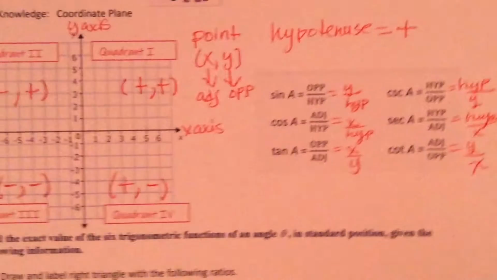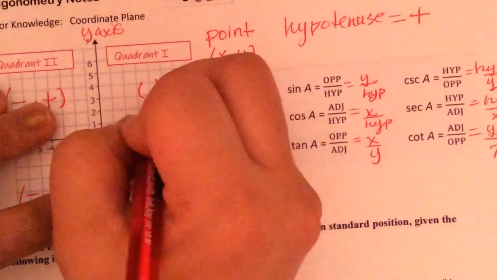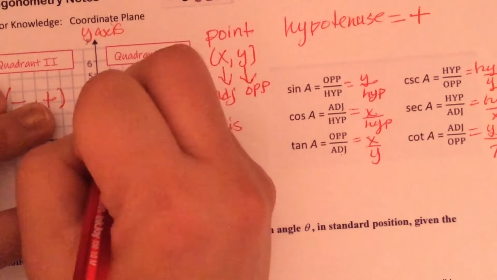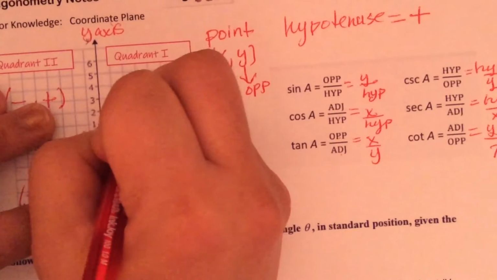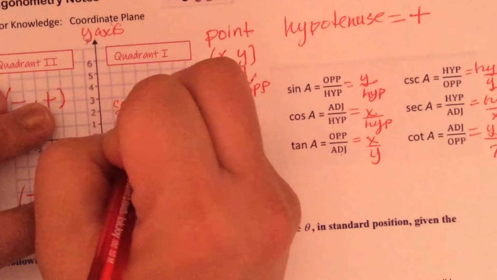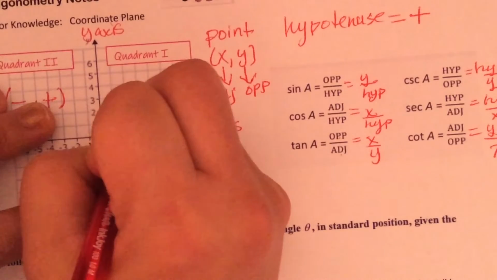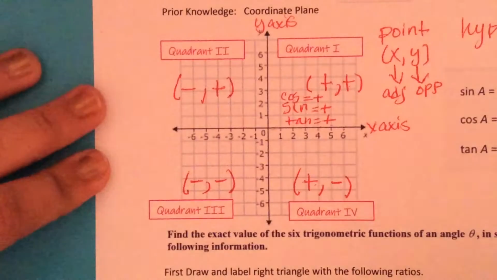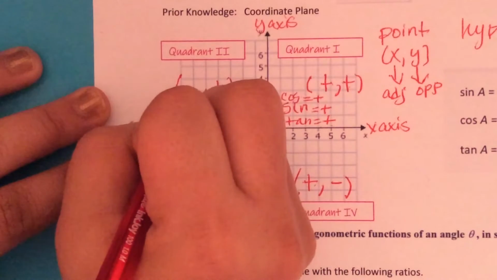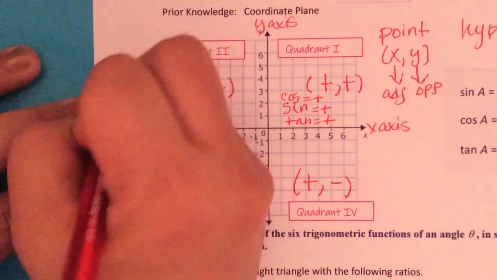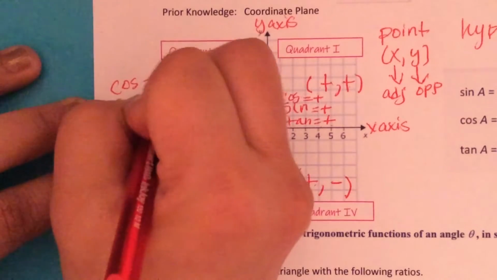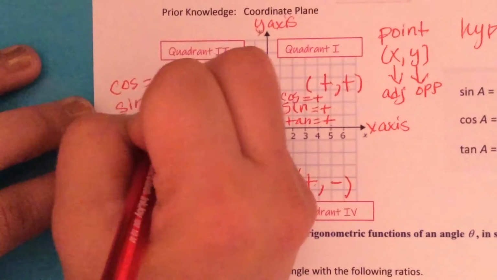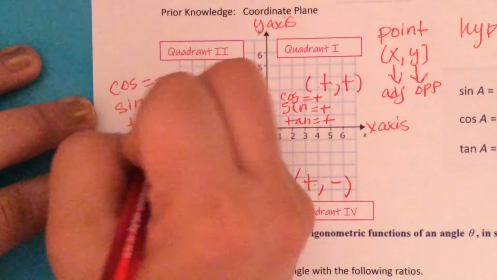Okay. So then you know that in this quadrant, since both of these are positive, then the sine is positive, the cosine is positive, and the tangent is positive. And then over here, well, the adjacent side is negative, so that means the cosine is negative. The sine is positive because it's the y value. And then the tangent is going to be negative.